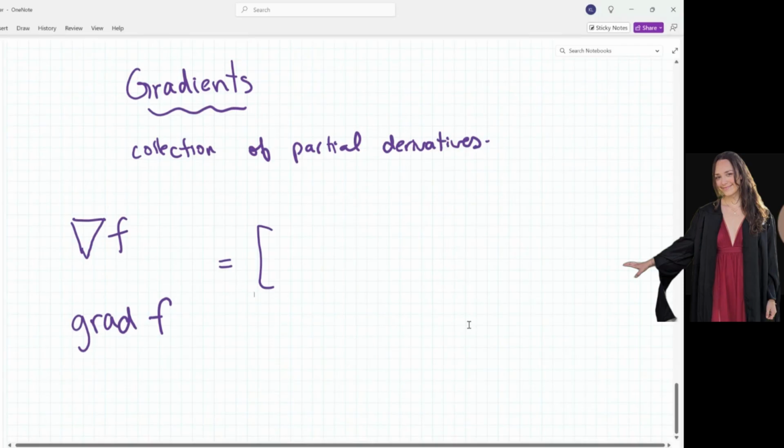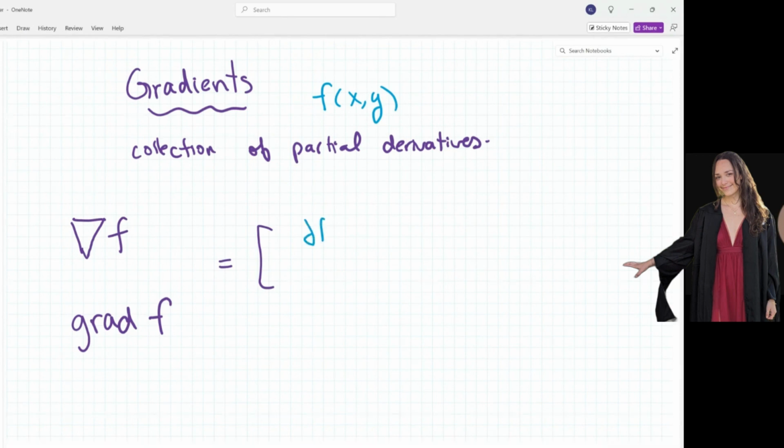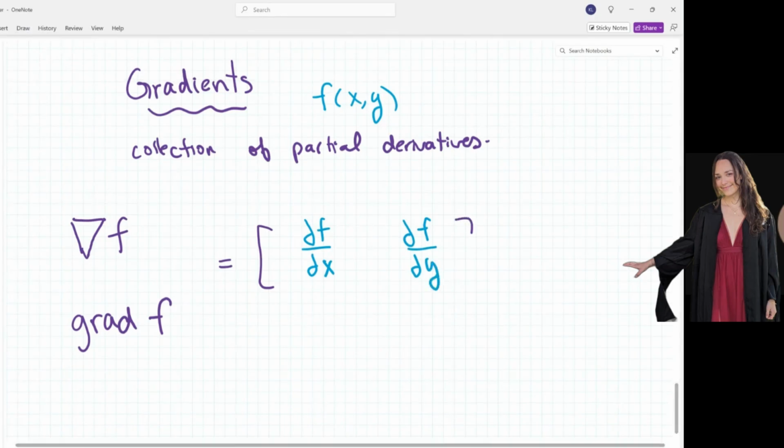Okay, so the gradient here is going to be our collection of partial derivatives. So if we follow our earlier example and we're just considering two independent variables, so f of x and y, our gradient of f is going to be df over dx as our first term in the gradient, and then our second term in the gradient is df over dy. And again, these are the partial derivatives with respect to x and with respect to y.